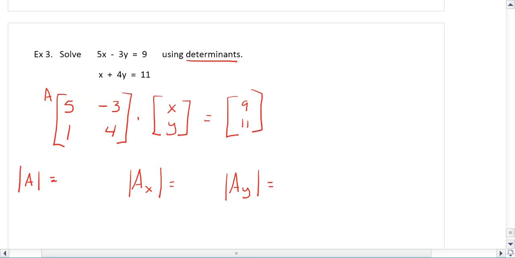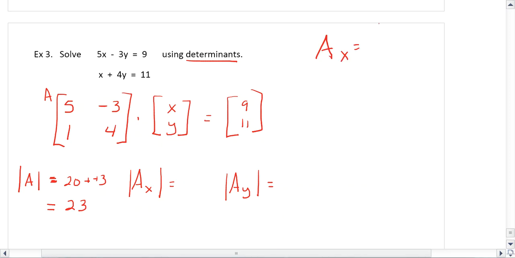So I guess we could do this determinant first. So the determinant of A, major subtract minor, so it's 5 times 4 is 20, minus 1 times negative 3 is negative 3, so it becomes minus a negative, which is positive. So the determinant of A is 23. Okay, now that's not x or y yet, but we will use that to find x and y.